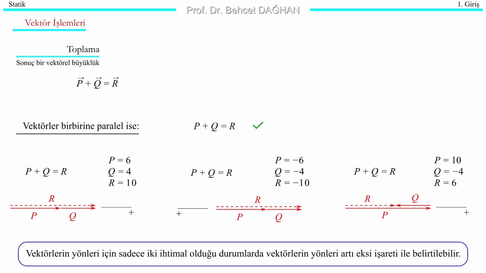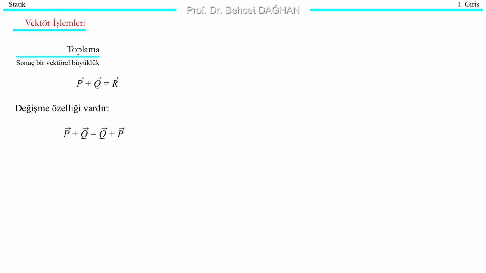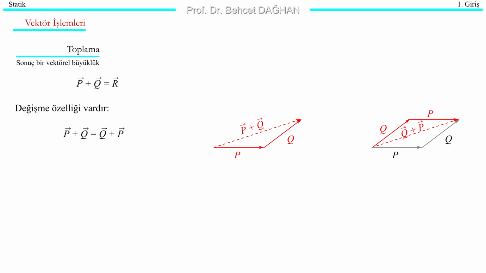Let's draw it and show it. P is equal to 6 units to the right. This vector starts at the beginning of the first and ends at the end of the second. Addition has a commutative property. So P plus Q is equal to Q plus P. So adding Q to the end of P gives the same result as adding P to the end of Q. Let's add Q to the end of P first. Let's find P plus Q. Then let's add P to the end of Q. Let's find Q plus P. We see from the figure that we get the same result.